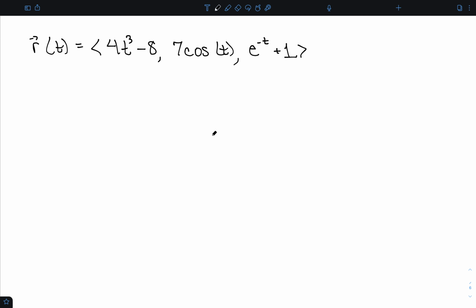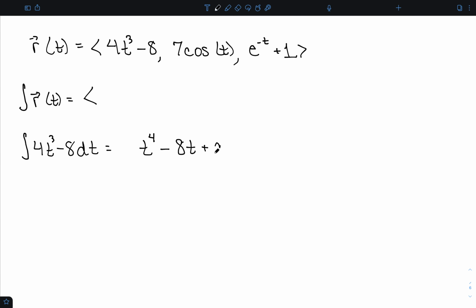Let's consider the vector-valued function r of t equal to 4t cubed minus 8, 7 cosine t, and e to the negative t plus 1. And I want to find the integral of r of t. Let's start with individual pieces. Let's consider the integral of 4t cubed minus 8. The rule for integration with exponents says to add 1 to the exponent and then divide by that number. 4 divided by 4 would be 1. The integral of negative 8 is negative 8t, and we need to add some constant c1 to the end. So this will be my first piece for this integral.